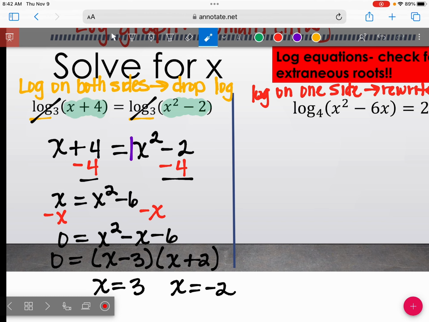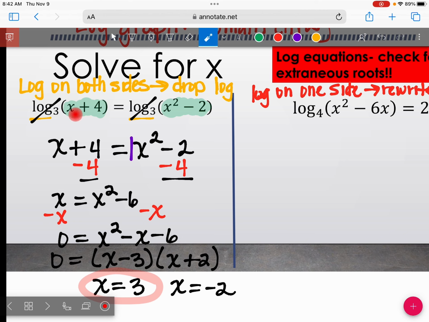If you take a 3 and put it right here, is 3 plus 4 positive? I don't care what it is. I just need to know, is it positive? 3 plus 4 is positive. We all agree with that? All right. What about over here? Is 3 squared minus 2 positive? 3 squared is 9. 9 minus 2 is positive. So that means we can keep this as an answer. This is going to work. If one of the sides were negative, we would have to throw it out.